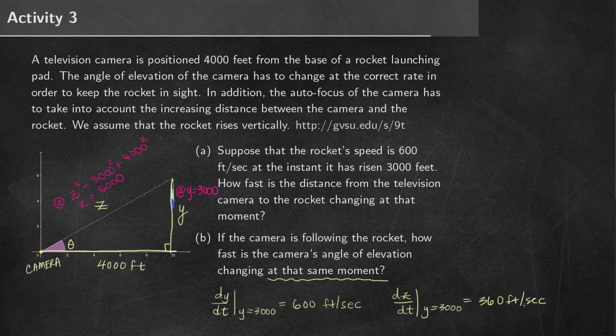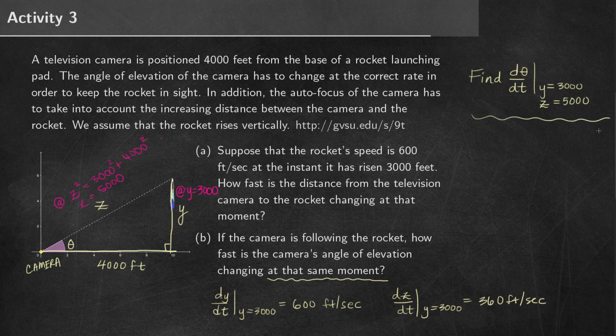What is the rate we're trying to find now? It's asking us how fast, so that means the rate, how fast is the camera's angle of elevation changing? The angle of elevation is the theta that I labeled in my diagram. So now we want to find d theta/dt at that same moment in time. So when y equals 3,000. And we also know that when y equals 3,000, z equals 5,000. So we can use that if we need to as well.